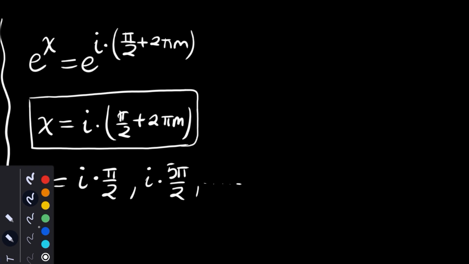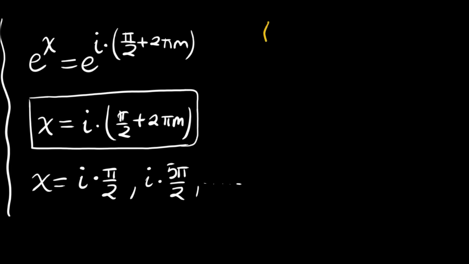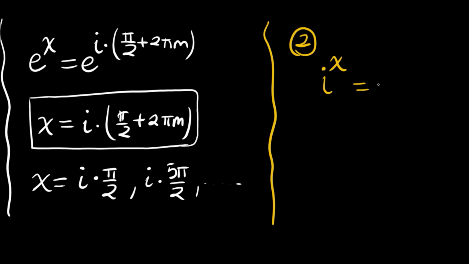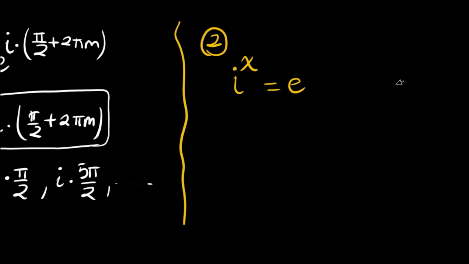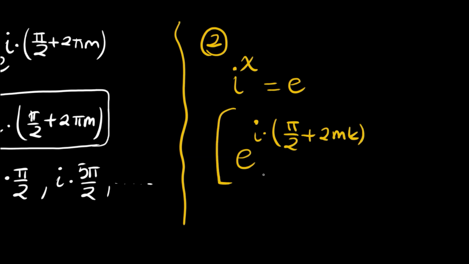Let me tell you about the second one. This is better. The second question was i to the power of x is equal to e. Now, again, i is equal to e to the power of i times pi over 2 plus 2 pi m. Let me just plug into here. We have e to the power of i times pi over 2 plus 2 pi k, raised to the power of x is equal to e.